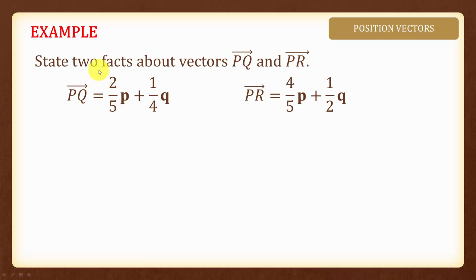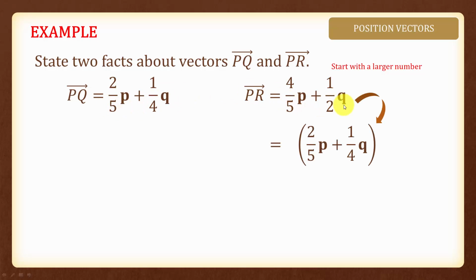Next, we are asked to state two facts about these two vectors PQ and PR. Similarly, we will start off with a larger number, let's say 4 over 5p here. And we want to see whether these two vectors are scalar multiples of each other. And therefore, can we multiply a scalar to vector PQ such that it's equal to vector PR?